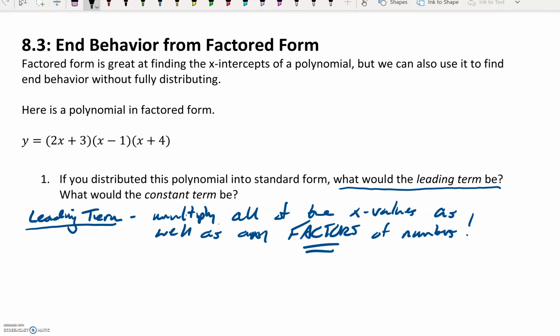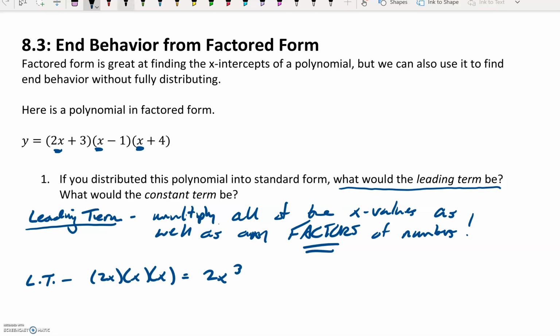So to find the leading term, to multiply all of the x values, we're going to multiply the 2x, the x, and the last x. We're just multiplying these out. So 2x times x times x is 2x cubed. So I found the leading term.